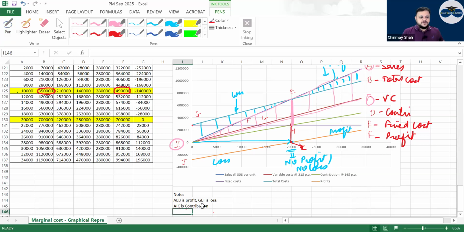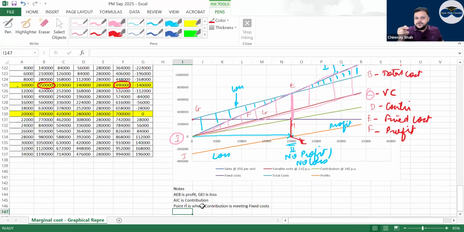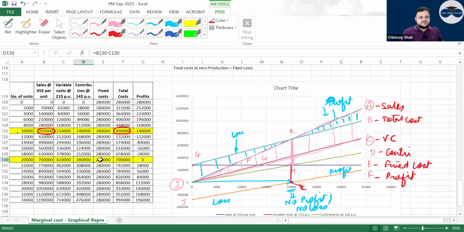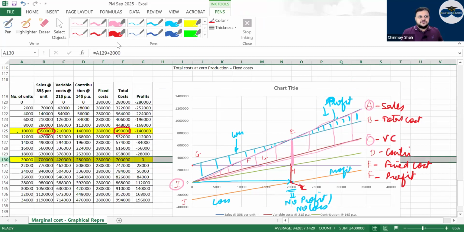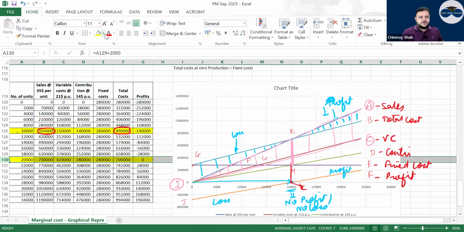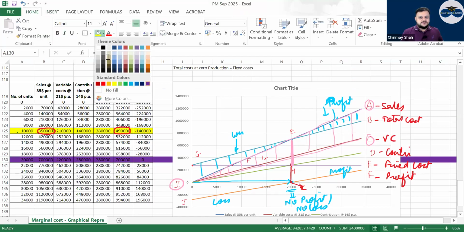Have a look. If I say point H, it is where contribution is meeting fixed cost, and that same H, if you bring it down, is the profit zero there? Have a look. Sir, that means if you have a look here, contribution is equal to fixed cost. Look at this 20,000 line. Contribution is equal to fixed cost.